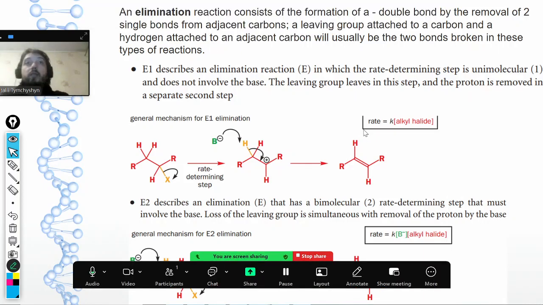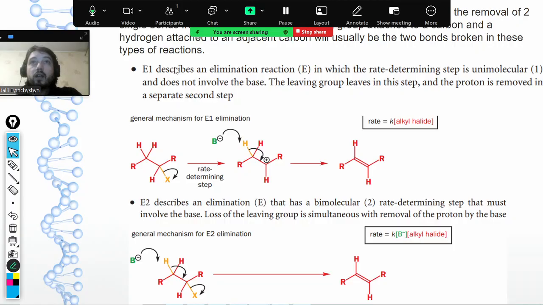So in an elimination reaction, the mechanisms that we have considered consist of the formation of a double bond by the removal of two single bonds from adjacent carbons. A leaving group attached to a carbon and a hydrogen attached to an adjacent carbon will usually be the two bonds broken in these types of reactions.